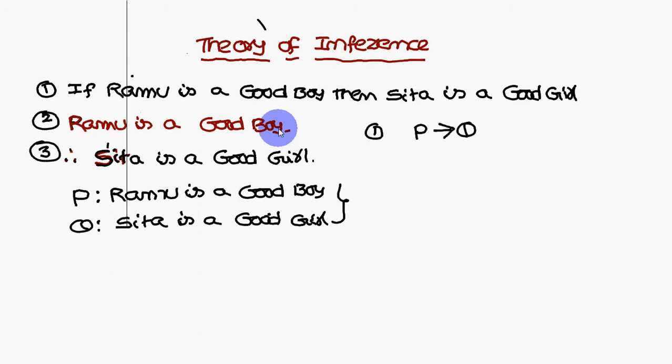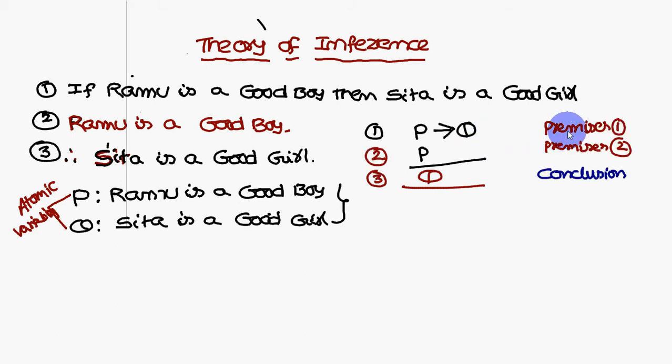What is the clue I have given? Ramu is a good boy. That means statement P. So then what is the conclusion? Final conclusion, Sita is a good girl. That means Q. So P and P will get cancelled, leaving Q. For our convenience I am discussing like this. So whenever you come across P conditional Q and P, the answer will be Q.